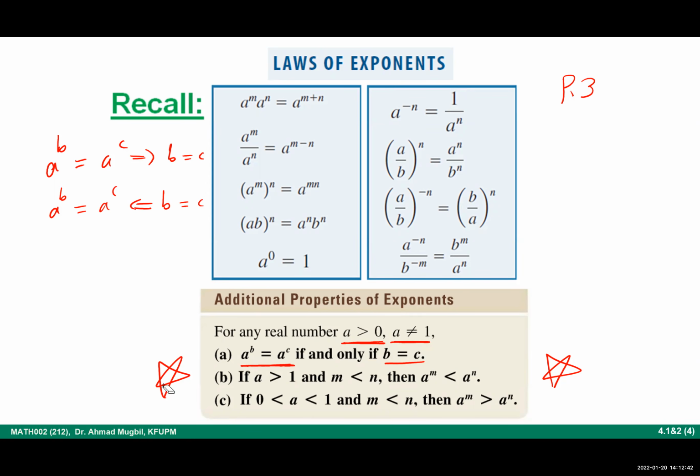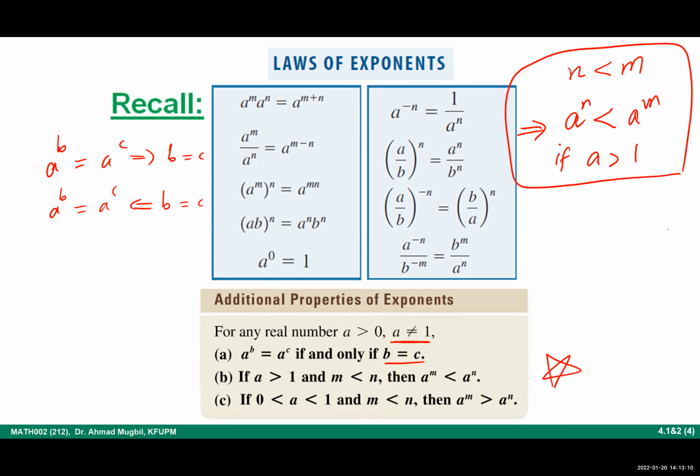Let's go to the second one, and this is what is interesting, in fact. When you have n less than m, is a to the power n always less than a to the power m? Not necessarily. So when will it be true? If a is greater than 1, this is true. What about if a is less than 1? And when we say less than 1, it means by default greater than what? Greater than 0, because it cannot be less than 0.